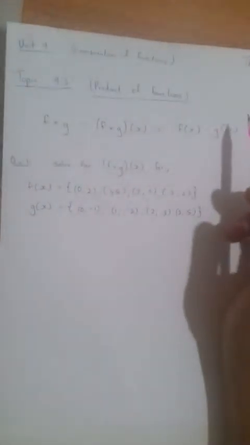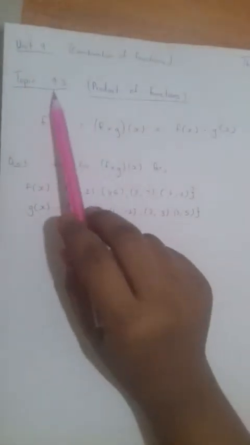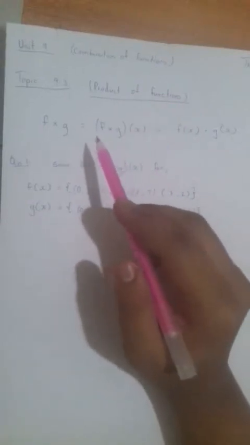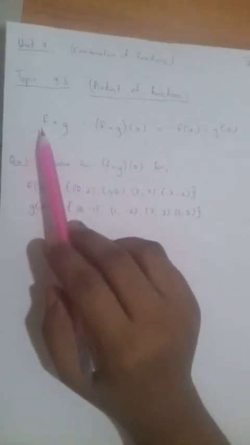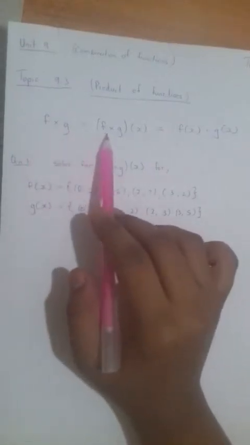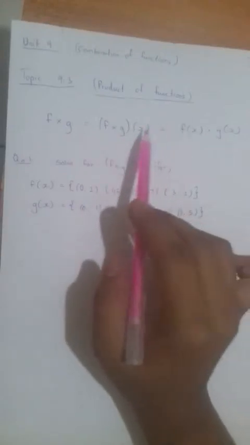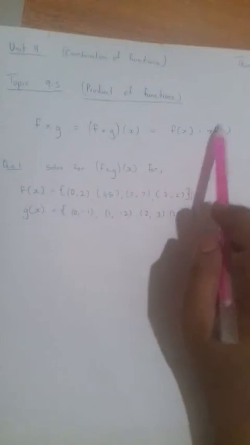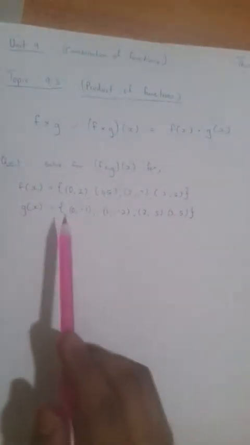So here we have Unit 9, which is combination of functions. Here I'm going to do topic 9.3, which is product of functions. In here we see how we multiply two functions, which could be f and g. So this is more like (f·g)(x), which is equal to f(x) times g(x). In here I've picked out a question which is in a set format.